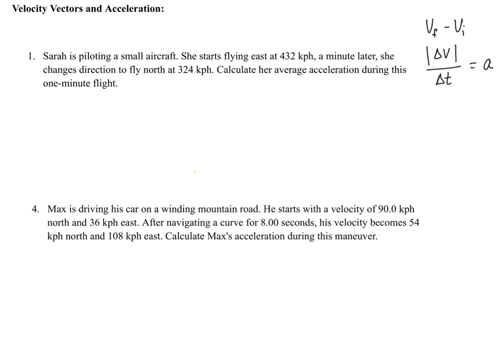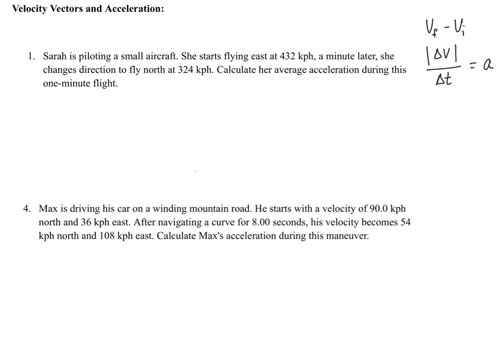All right, so it says Sarah is piloting a small aircraft. She starts flying east at 432 kilometers per hour. A minute later, she changes direction and is flying north at 324 kilometers per hour. Calculate her average acceleration during this 1 minute flight. So her first grouping looks like this: 432 kilometers per hour east. And then that means she's not going north or south there. Her second one is 324 kilometers per hour north.